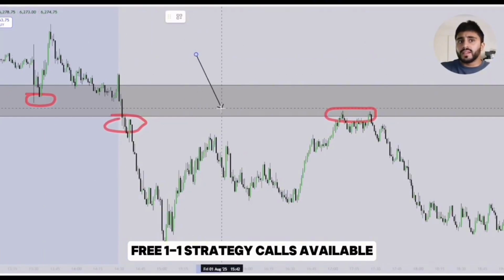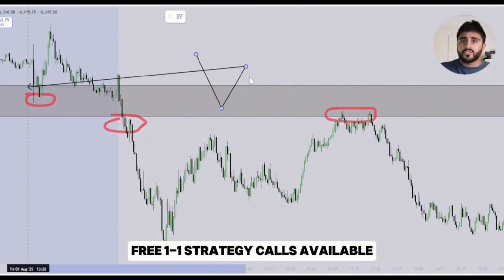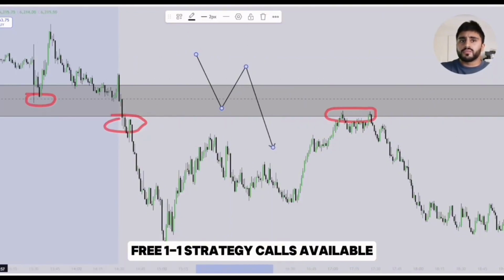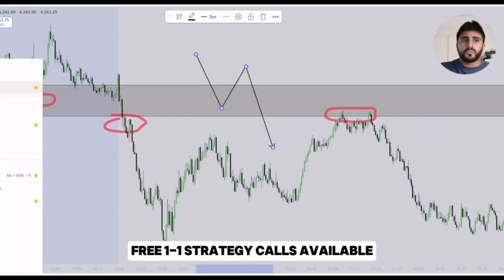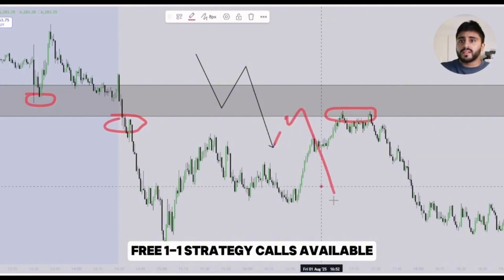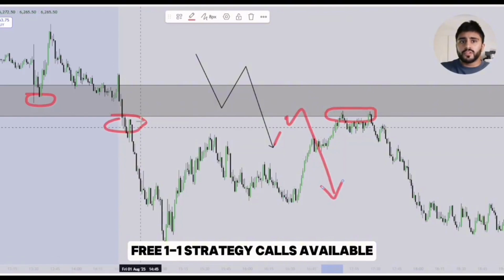When price comes into a key level, we're looking for price to essentially break below. So we're looking for a break and retest strategy. We're looking for price to break, and then once price has broken, we're looking for some kind of retest to take price lower. We're going to be focusing on the retest here, and the retest here.